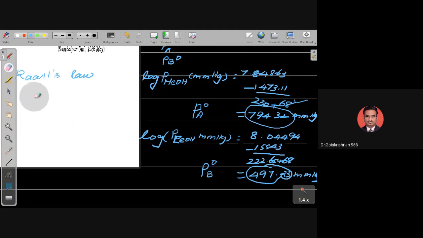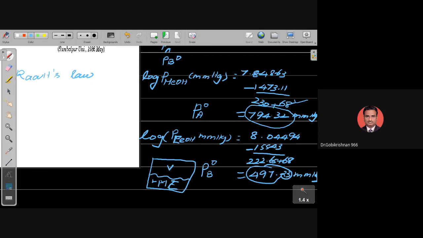You can understand better. See here, the system is like this. We have a mixture of methanol and ethanol here, both present in the form of a liquid, over which the vapors of methanol and ethanol will be there. Here it is in the vapor form, here it is in the liquid form. These two are in equilibrium at a temperature of 68 degrees. Now I want to find out the composition in the liquid and the composition in the vapor.